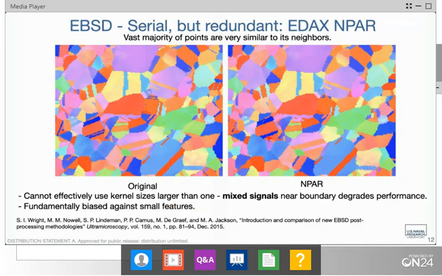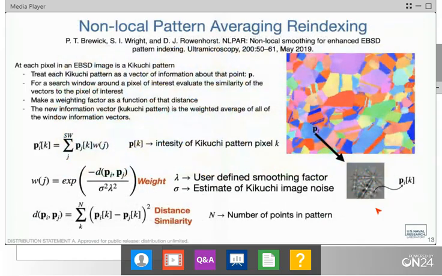You can see here that this twin has disappeared in the NLPAR processed data. We start losing some of these smaller features that are present within the grain, and that's simply because you're mixing in signals from somewhere else. So what we developed was a new version of NLPAR. NL stands for non-local pattern averaging and reindexing.